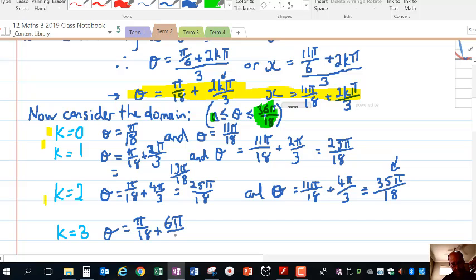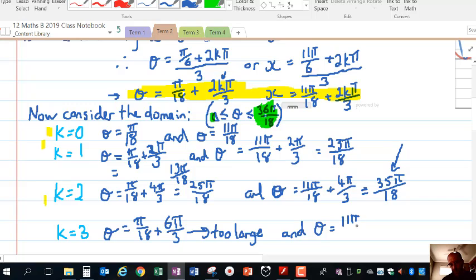equals 3. 6 pi on 3, that's actually 2 pi. So 2 pi is a limit. If we add anything on, it'll be too large. So that's not a solution for this particular situation because of the domain. And look, it's going to be pretty obvious. We're only pi on 18 away.